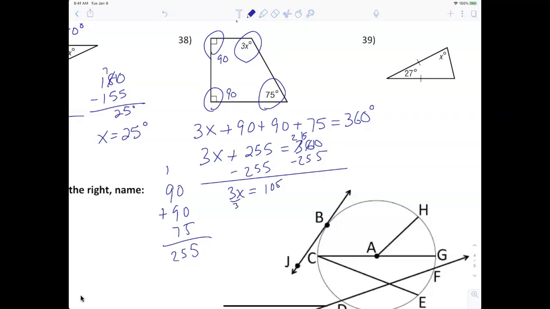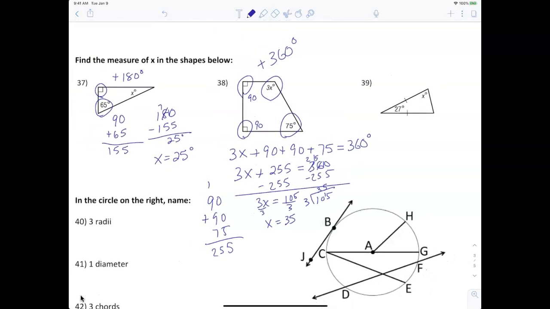So now we divide by 3. X is equal to 105 divided by 3. And X is equal to 35. Alright? So that's our answer. X is equal to 35.